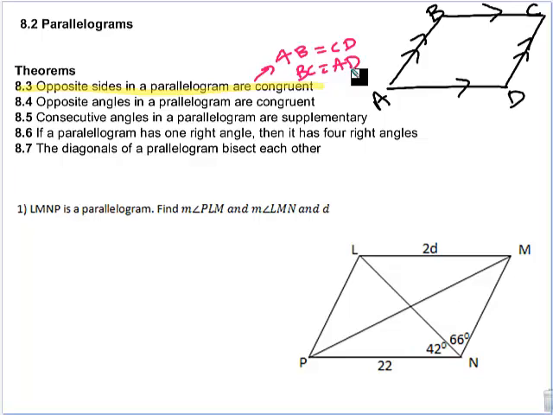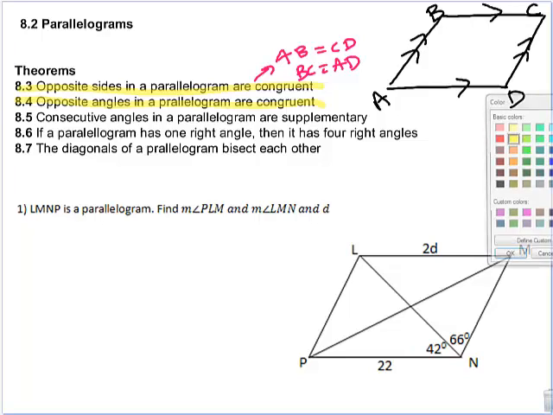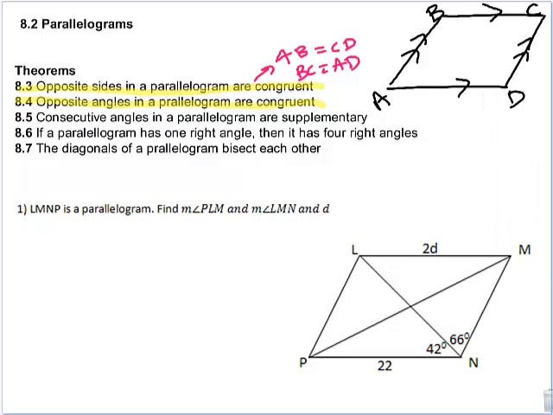The second one says the opposite angles need to be congruent. Okay, so in this diagram, what are the opposite angles? A and C, and B and D. Okay, so angle A and C would be congruent, and B and D would be congruent. Okay. Third one.